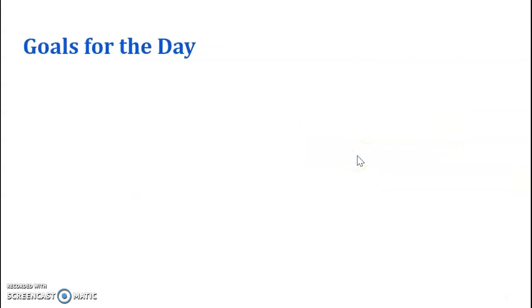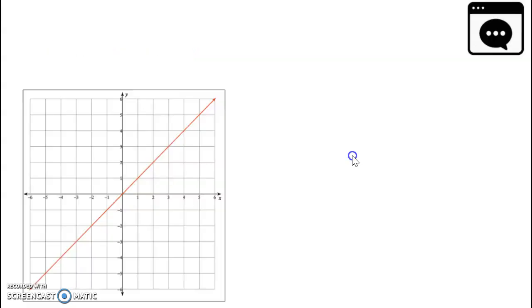Okay, so goal for the day is, well, last lesson we covered translation. That's when we slide or shift or move an image to another position. Today we're going to be working on reflection. So before we get started on that, I'm going to give you a graph. Here's a graph and there is a red line.